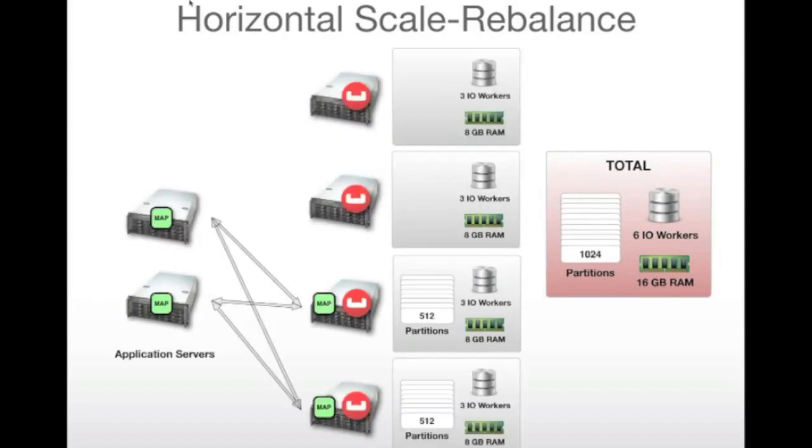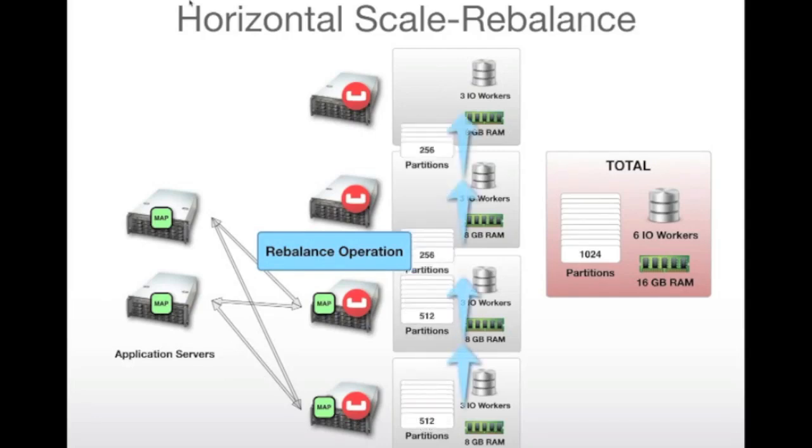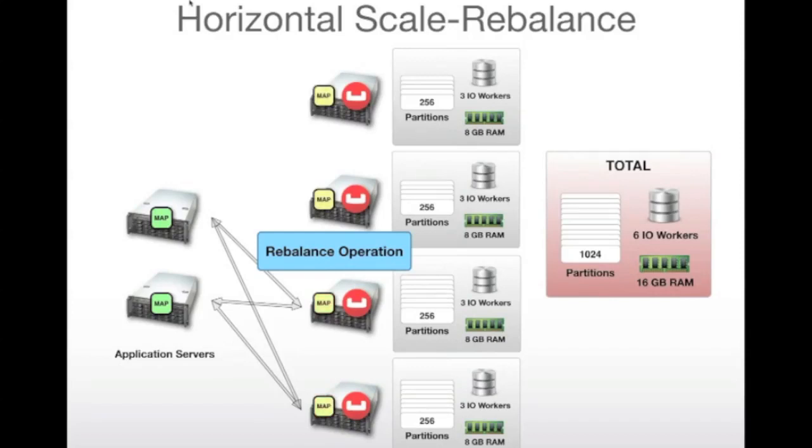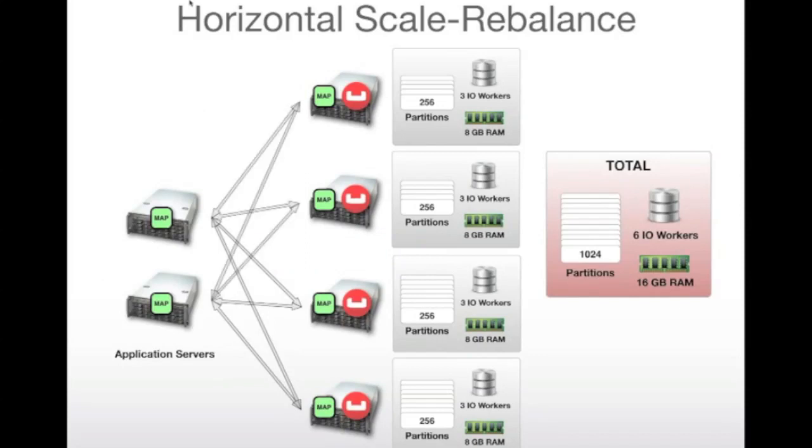So when we want to double that again, we're going to add 2 more nodes to the cluster, and what we're going to do here is rebalance again, and we're going to move partitions over again, and now we're evenly distributed again with these partitions. The cluster map gets updated, and then the clients will update their cluster map as well.